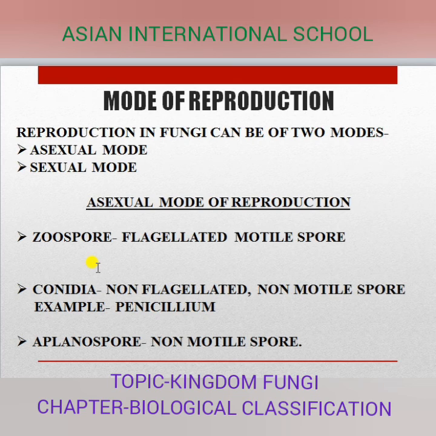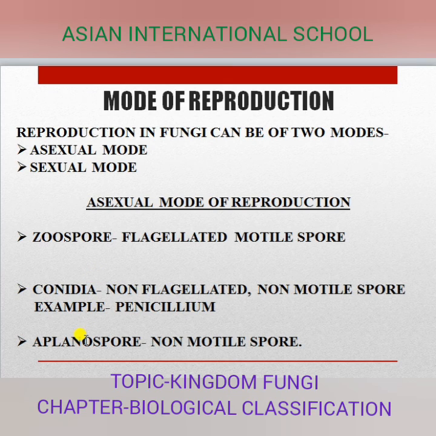Conidia is another mode of reproduction. Conidia is a non-flagellated, non-motile spore, and by this spore the fungi can reproduce, they can perform the asexual mode of reproduction, but this spore can't move from one place to another like the zoospore. It can't move due to the absence of flagella.